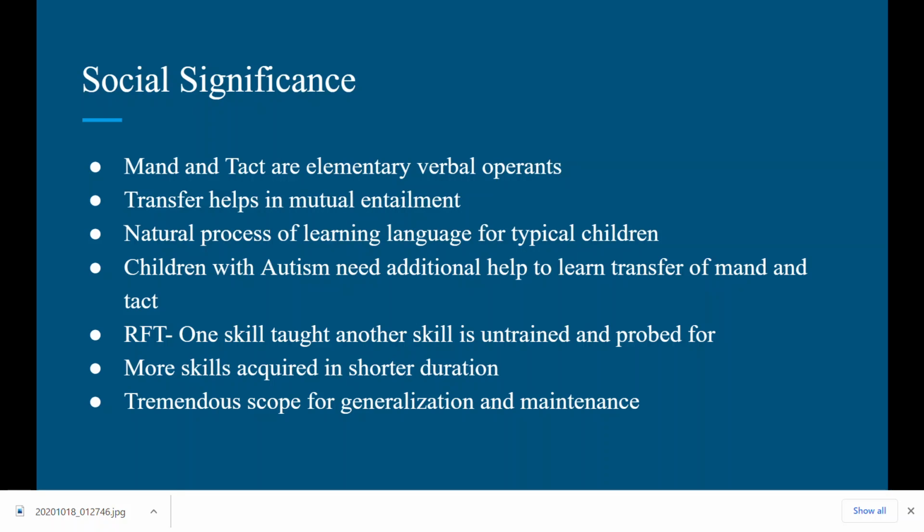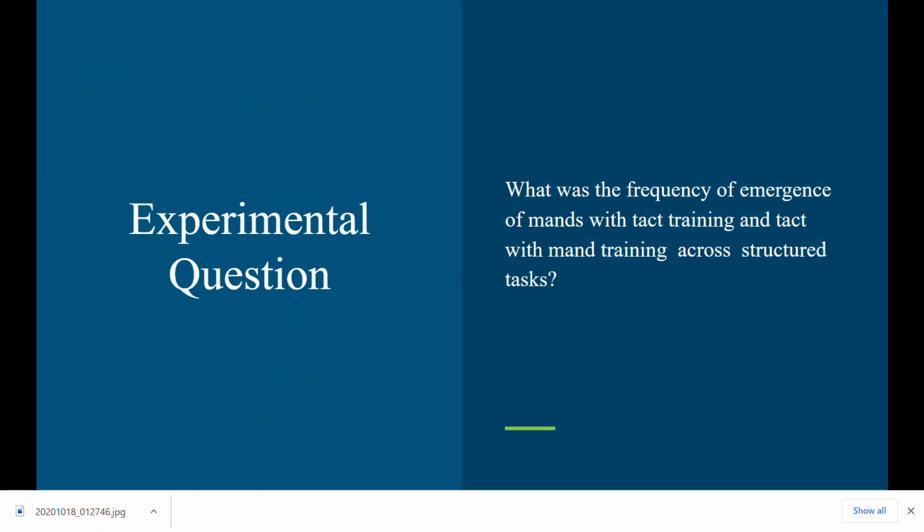So more skills could be acquired in a shorter duration when we apply the RFT principle of mutual entailment and train mands during tact training or tacts during mand training. And there is tremendous scope for generalization and maintenance with these skills. The experimental question that will be studied is: what was the frequency of emergence of mands with tact training and tacts with mand training across structured tasks?